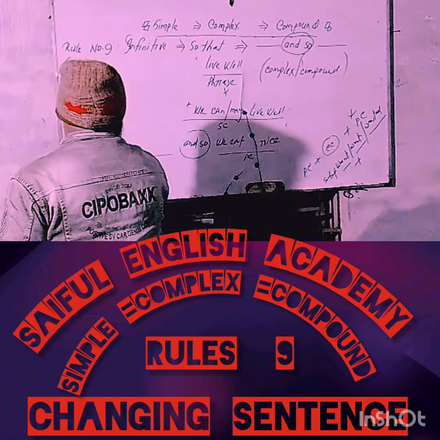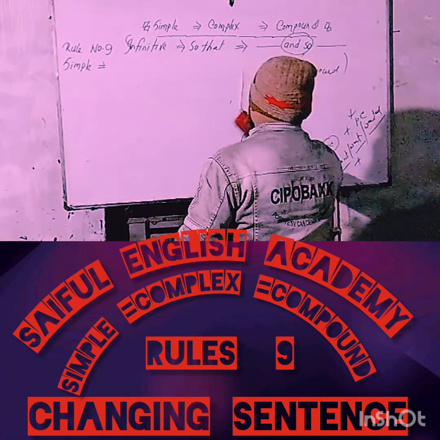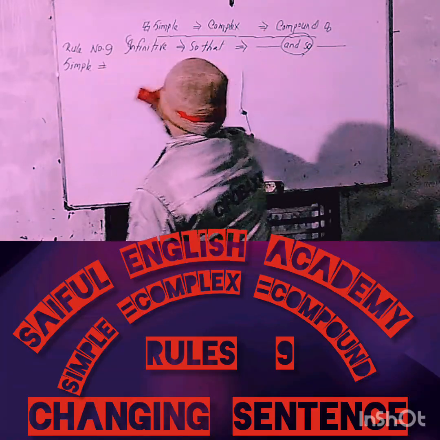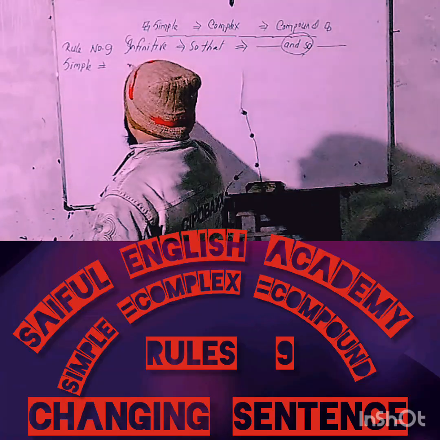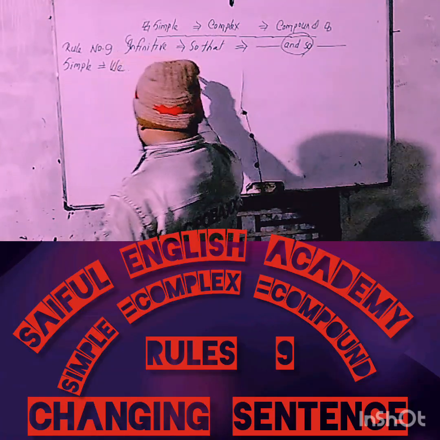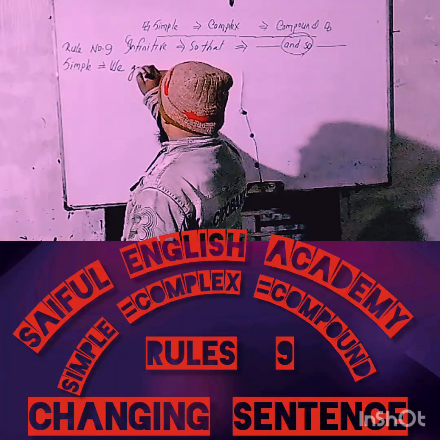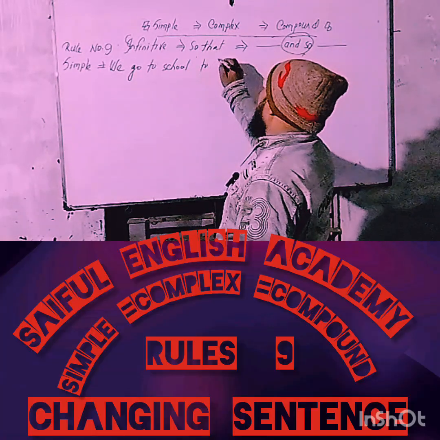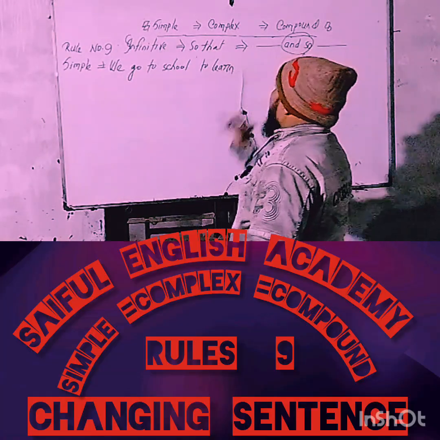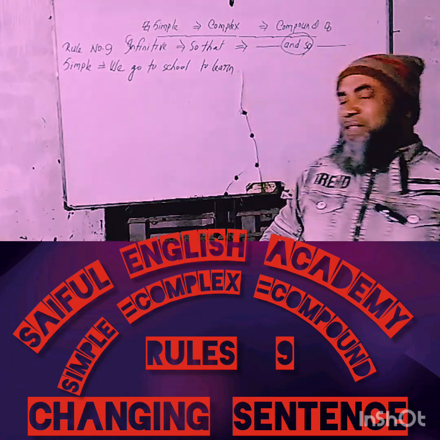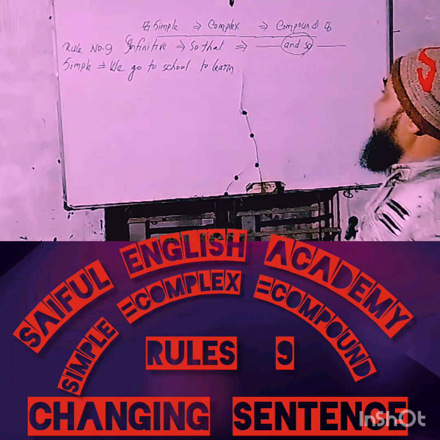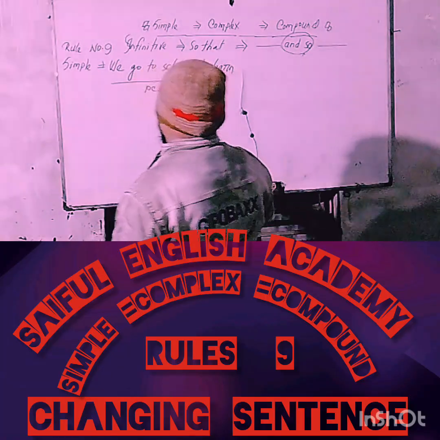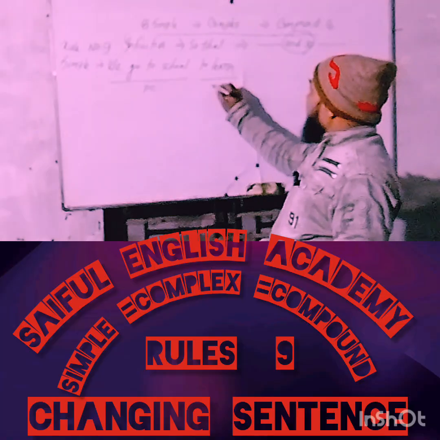My dear learners, now I'm trying to write another example to make you understand. So, my dear learners, take a look at the board and try to understand. We go to school to learn. Again, take a look at the board and try to understand. This sentence has two parts. First, we go to school is of course a principal clause, and another, to learn, is of course a phrase.